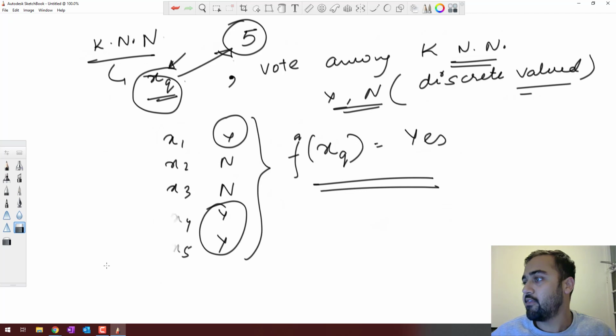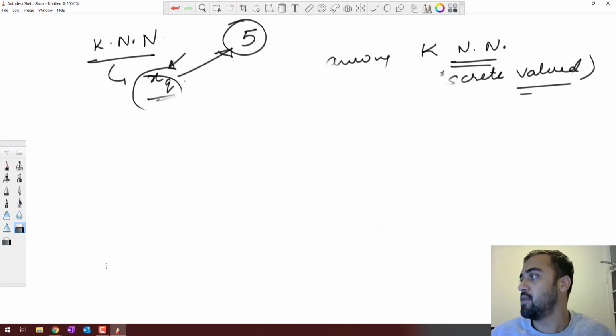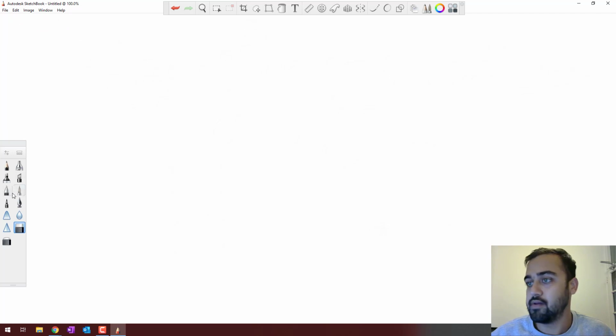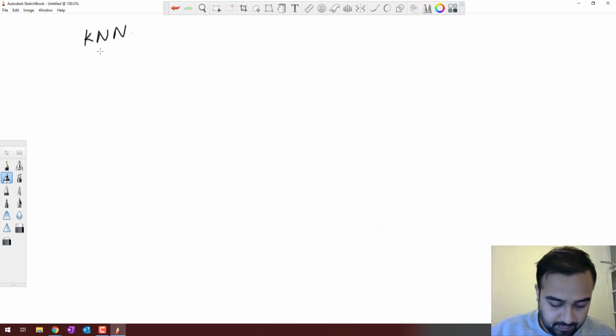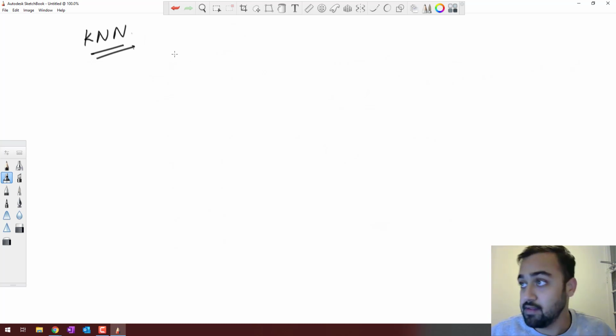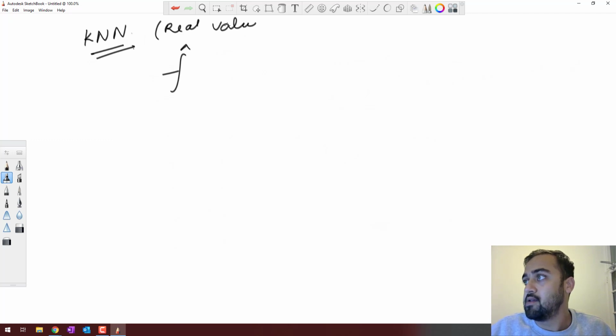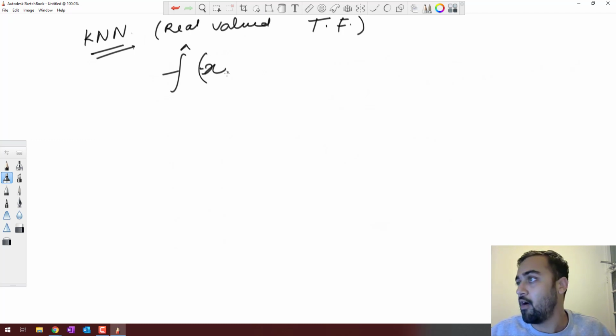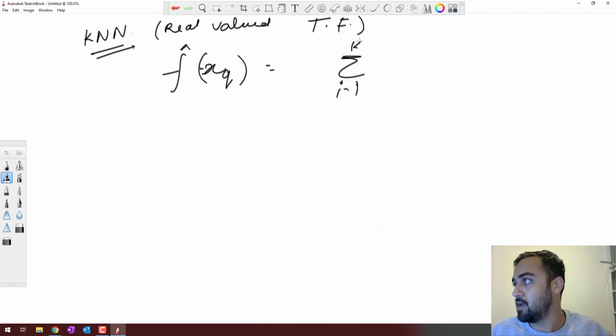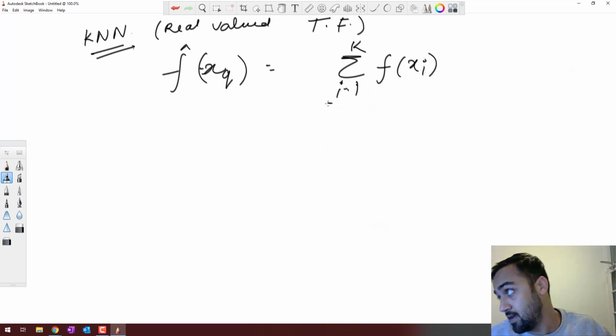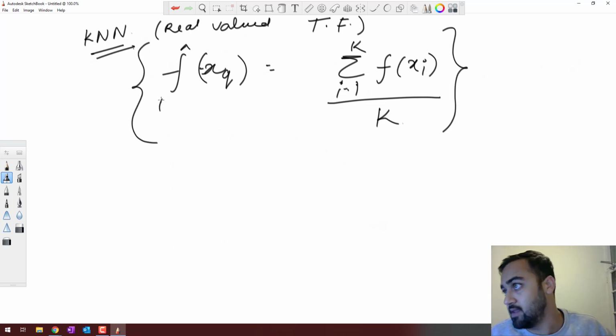But what if your target function or your target label is continuous valued or real valued? In that case, if it is a real valued target function, we take the mean of all the f of x, right? We are considering k neighbors, so it goes till k. You find the xi's for all the k neighbors and you take the mean of it to determine the output, right?